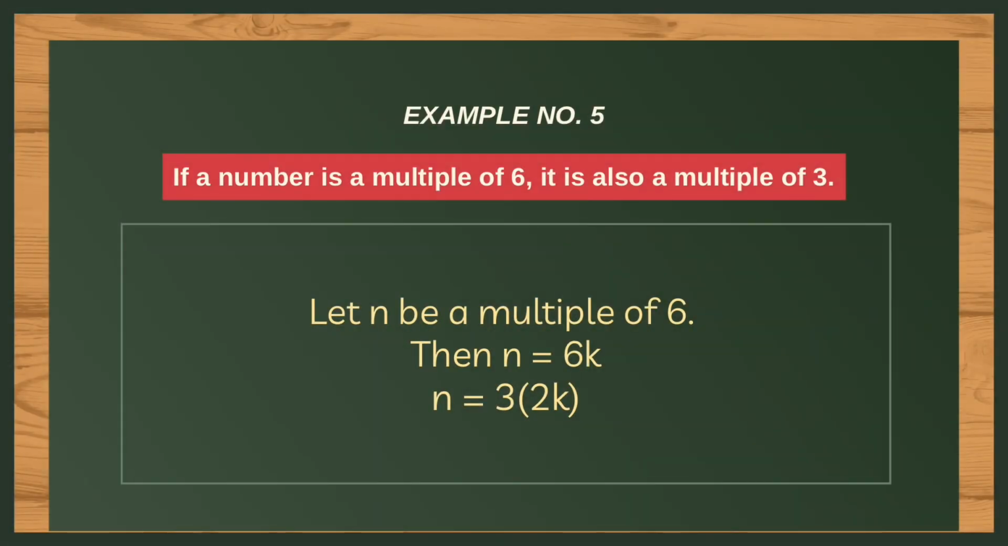Example number 5. If a number is a multiple of 6, it is also a multiple of 3. Let n be a multiple of 6. Then n equals 6k. n equals 3 times 2k.